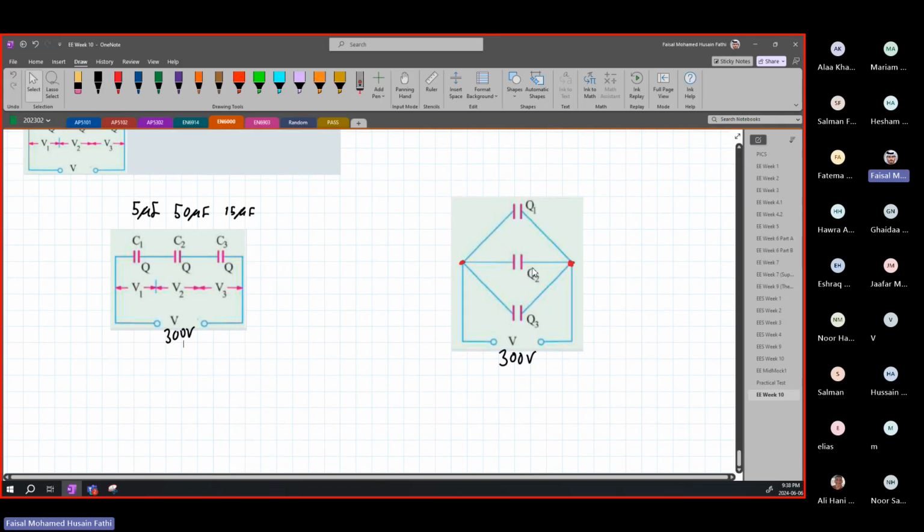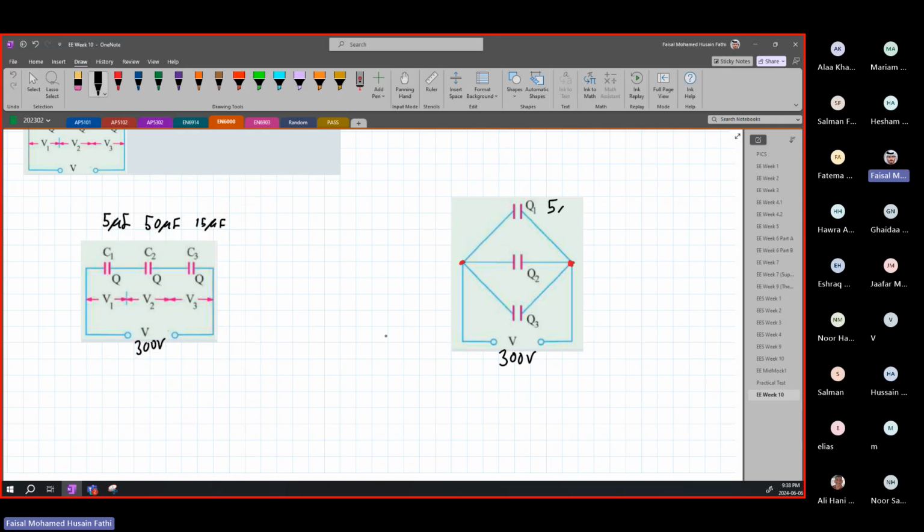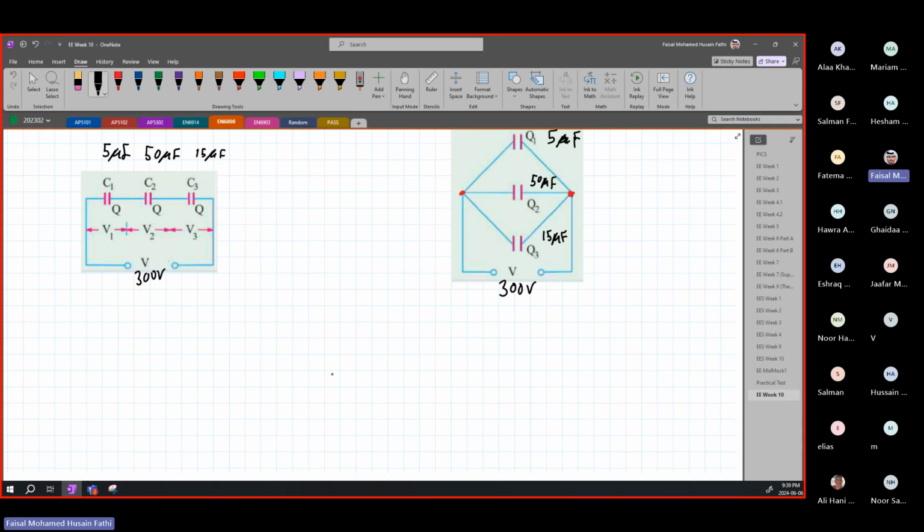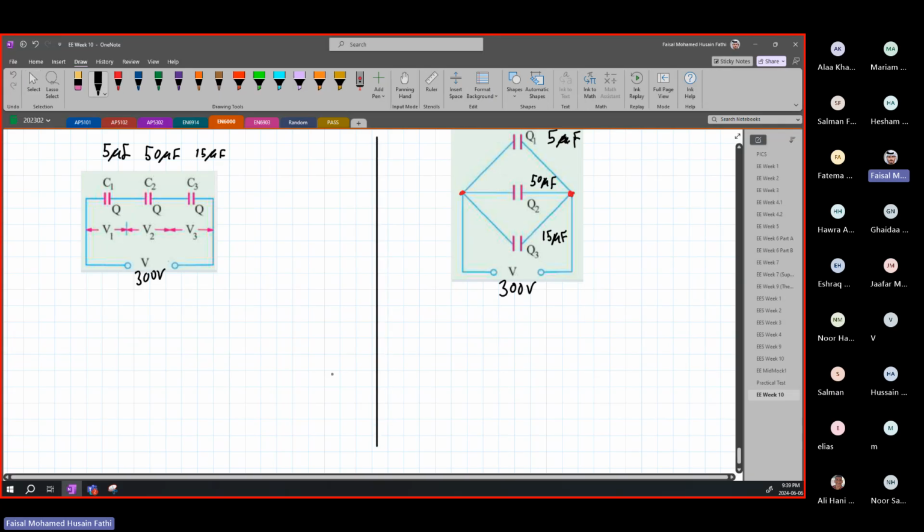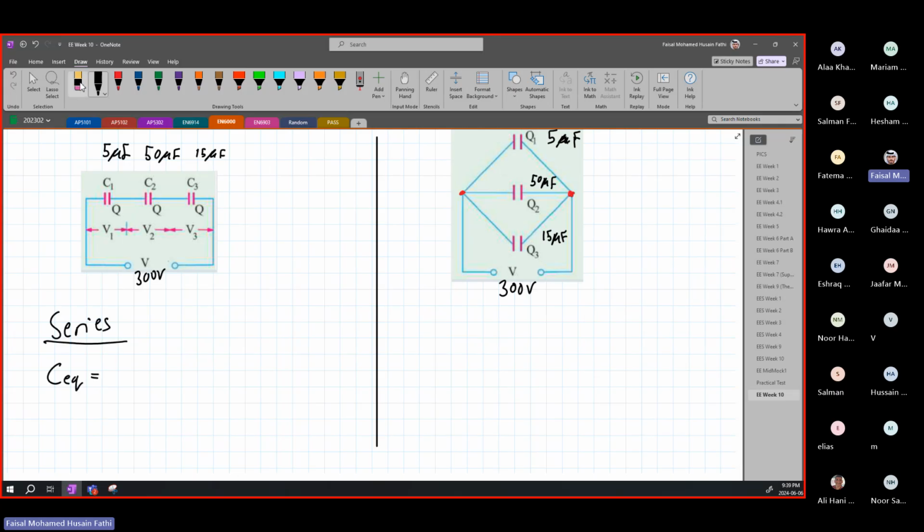So now they're no longer connected directly to each other. So let's analyze each one by itself. So here we have 5 microfarads, here 50 microfarads, and here 15 microfarads. Let's analyze the series one first. Since we are in series, we have these rules that we can apply. With 3 capacitors we use the longer equation: 1 over C equivalent is equal to 1 over C1 plus 1 over C2 plus 1 over C3.